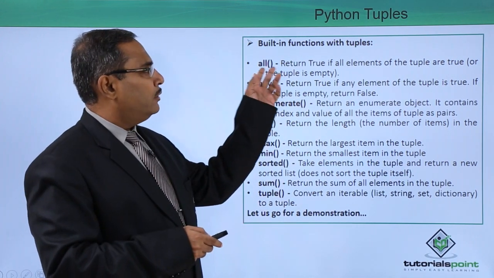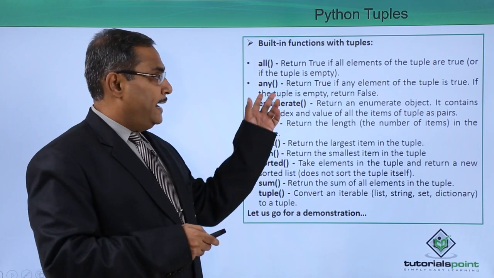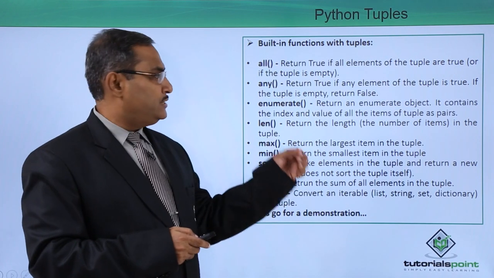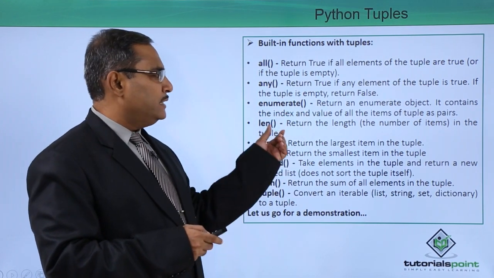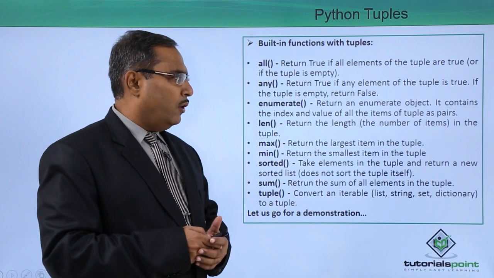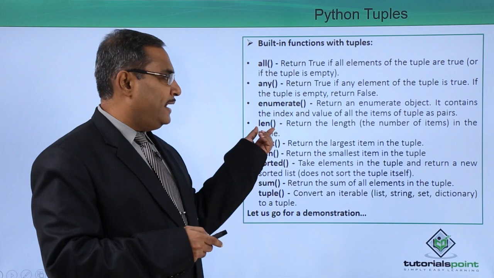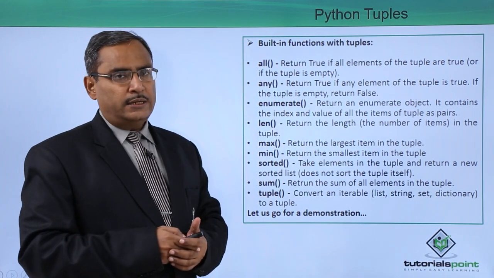The first one is all: return true if all elements of the tuple are true. Any: return true if any one of the elements of the tuple is true. Enumerate: return an enumerate object, which contains the index and the value of all the items of the tuple as pairs. Next one is len: return the length, that is the number of items in the tuple.